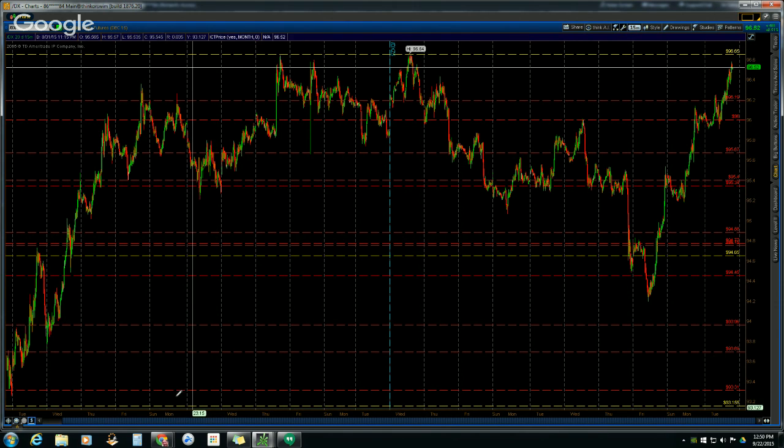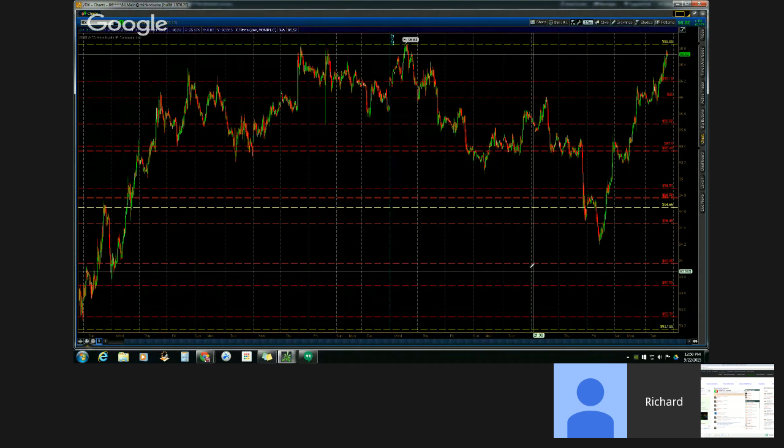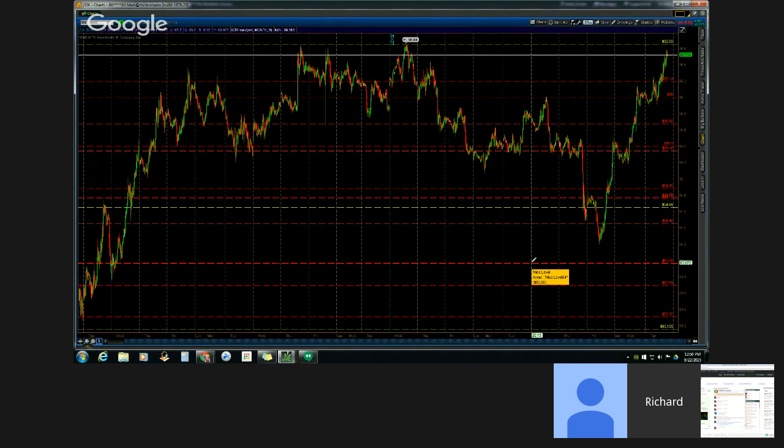And so the vertical lines there, are they denoting the new day session? Is that correct? That's day dividers, yeah.